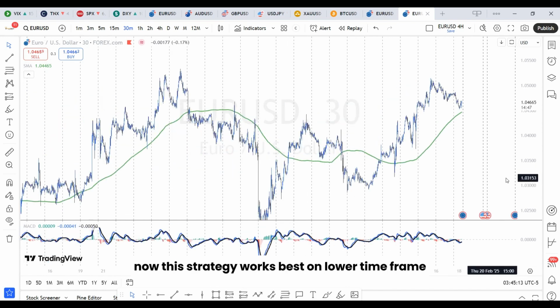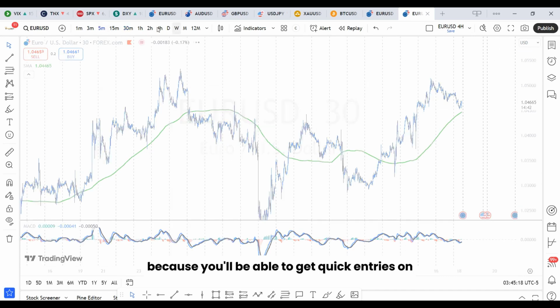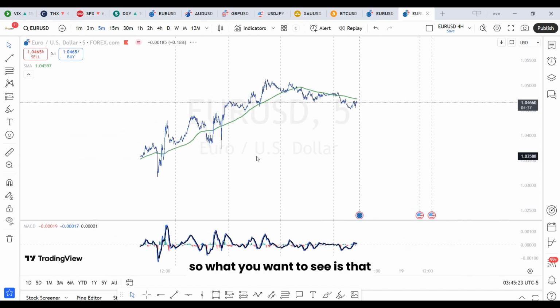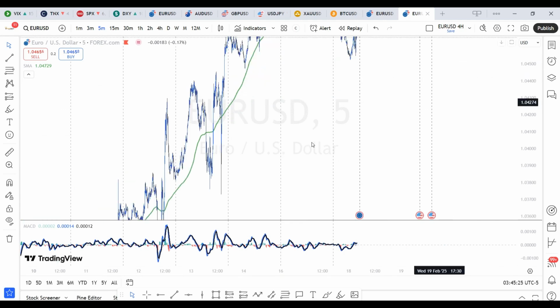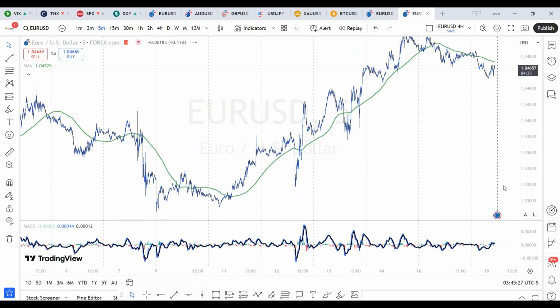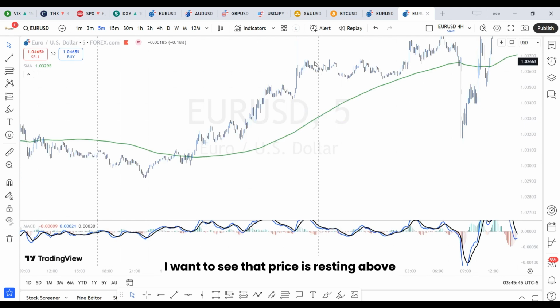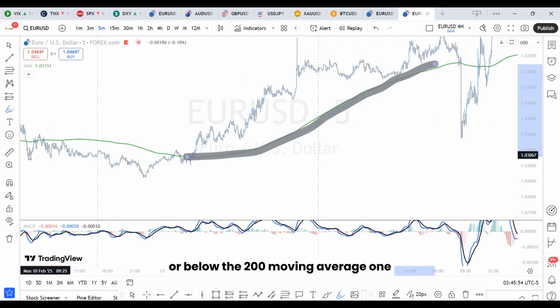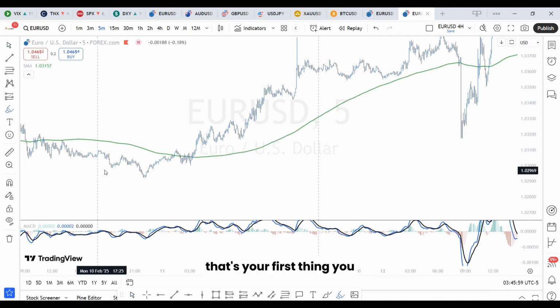Now this strategy works best on lower time frames because you'll be able to get quick entries, from the 15 minute to 1 minute time frame. So what you want to see for this trading strategy is that price is resting above the 200 moving average or below the 200 moving average. That is your first thing you want to see for this strategy.